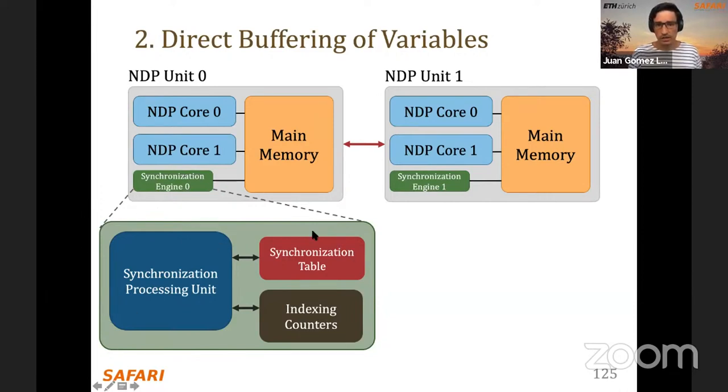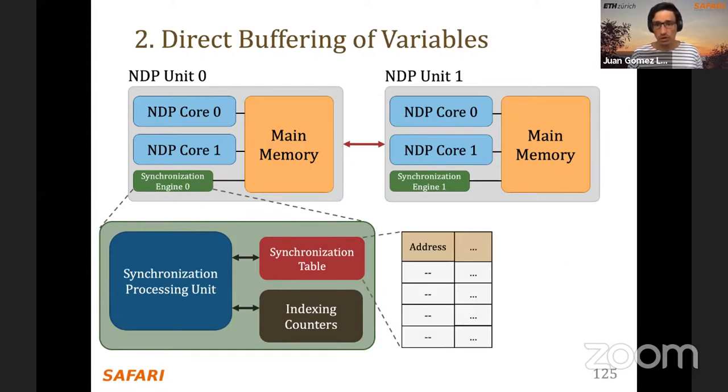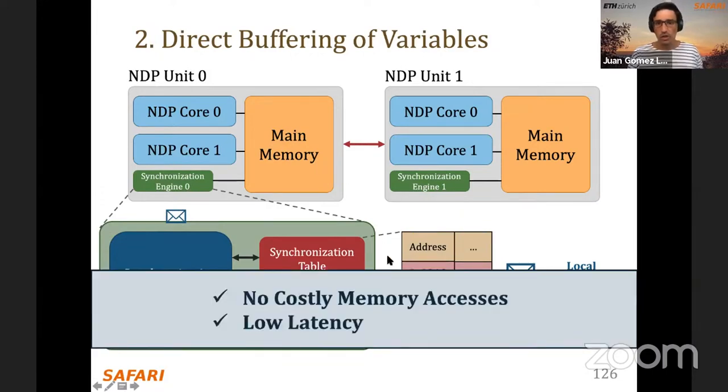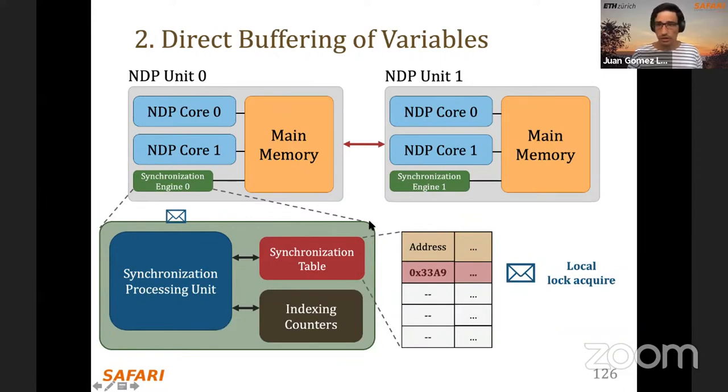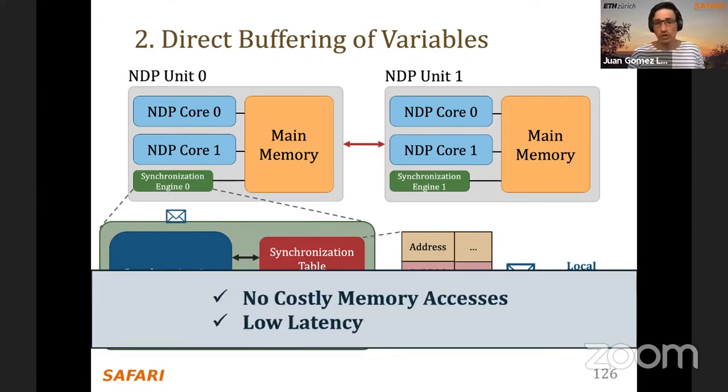And inside the synchronization engine, we have a synchronization processing unit that is going to be in charge of making the necessary updates to the synchronization variables, like, for example, locks. And there is also a synchronization table to keep track of all the synchronization requests that are arriving from the cores in the same NDP unit. So you can see that this is one example of a lock acquire operation, and the synchronization engine keeps track of it in the synchronization table. Good thing of this, because we have this synchronization table that can be, for example, SRAM-based memory, we don't have costly memory accesses to main memory to perform this operation, and we can also do it with low latency, right? Because the synchronization table is near the synchronization unit.